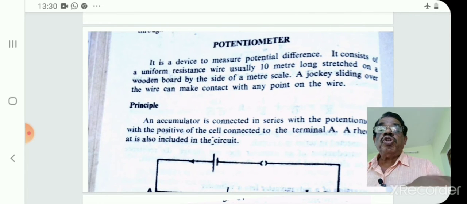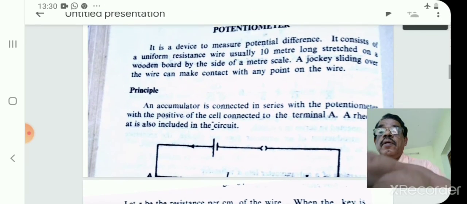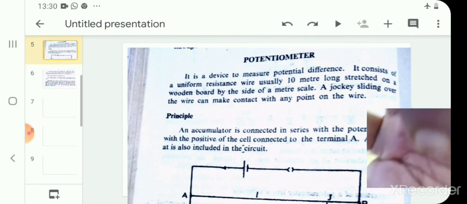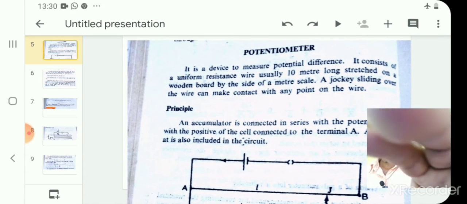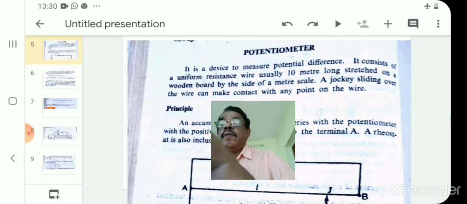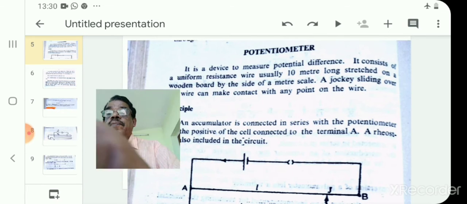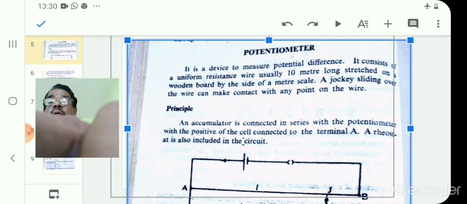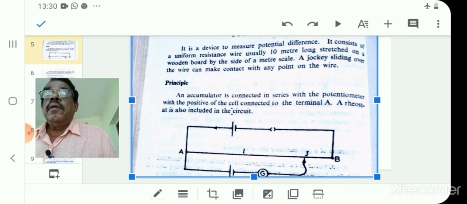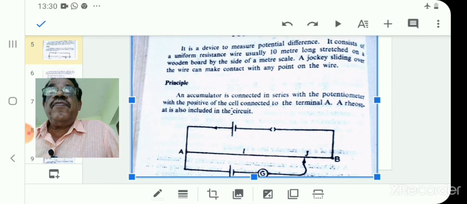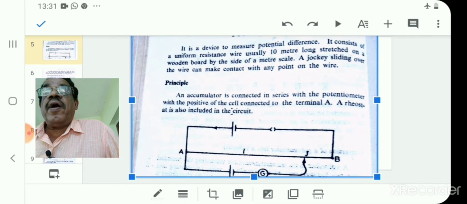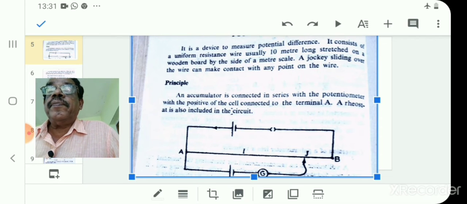Now the topic is potentiometer. Potentiometer circuit is given here. Potentiometer, it is a device to measure potential difference. It consists of a uniform resistance wire, usually 10 meter long, stretched on a wooden board by the side of a meter scale. A jockey riding on the wire can make a contact with any point on the wire.